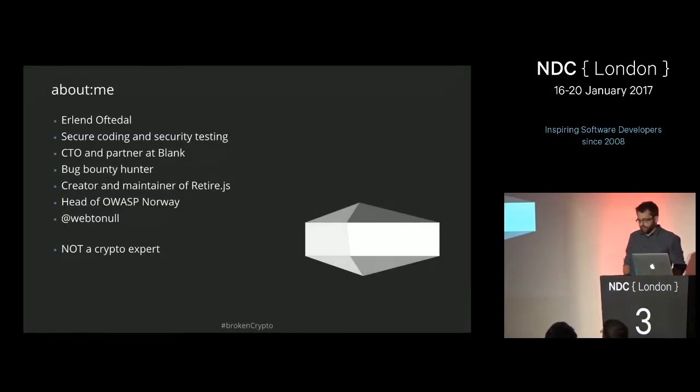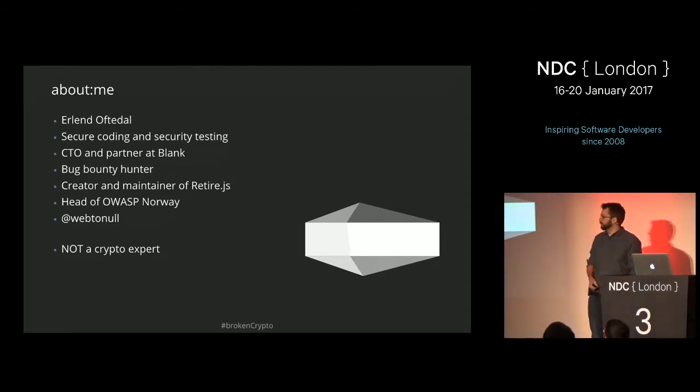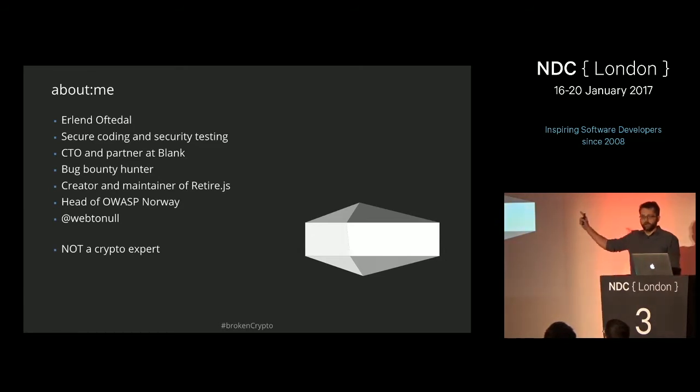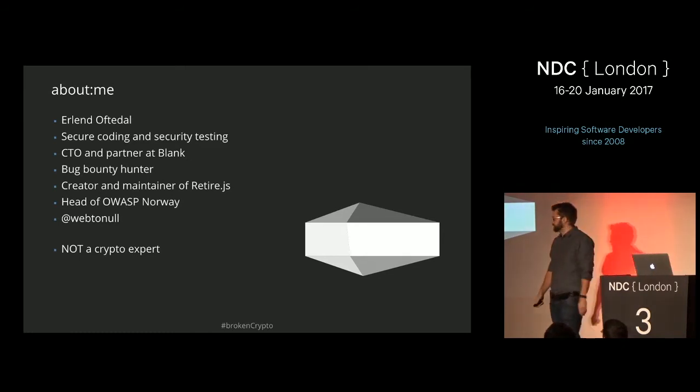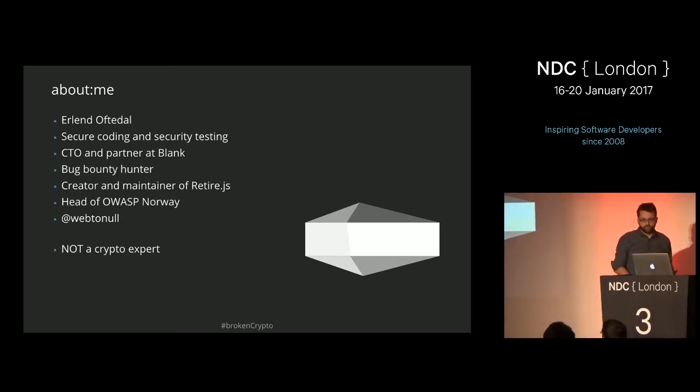So, quickly about me. I work as a developer most of the time, but I also do security testing. I do some bug bounty hunting, and I'm also the creator and maintainer of Retire.js, if anyone has used that. I'm head of OWASP Norway, and I'm not a crypto expert. I couldn't design an encryption algorithm if someone asked me to, but I know a bit about how to use it, because I've studied it for some time.